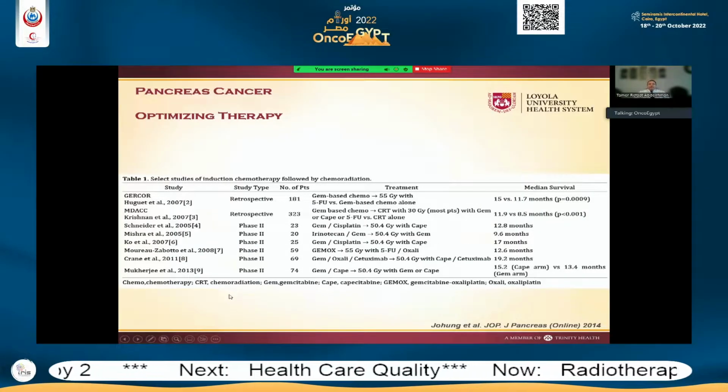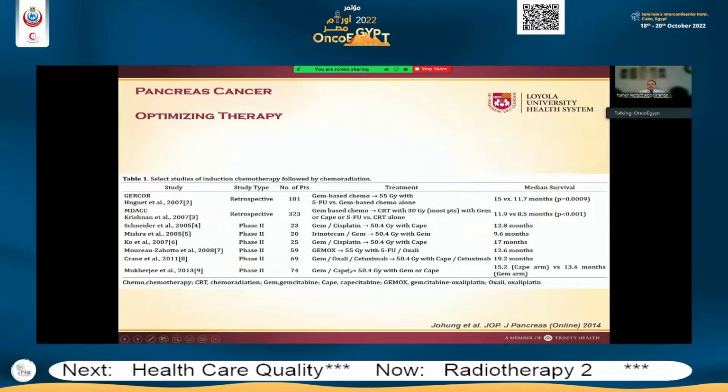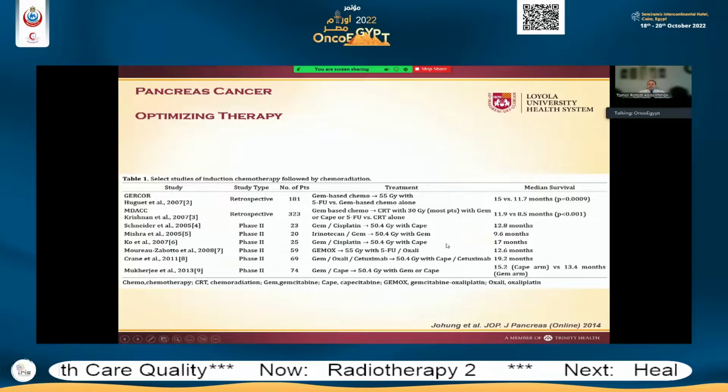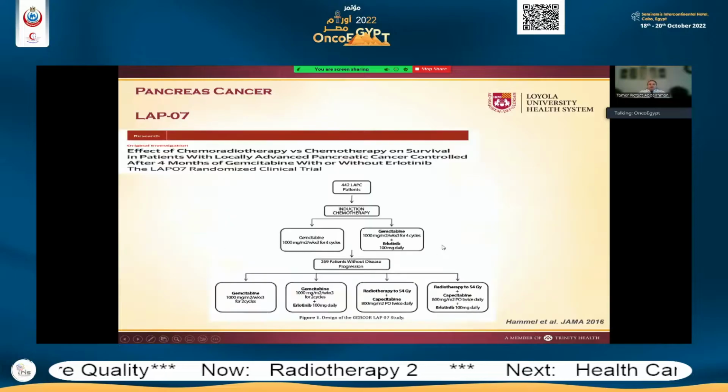For locally advanced pancreas cancer patients, throughout the years, many studies, retrospective and phase 2 studies, have tried to identify an optimal approach: chemotherapy followed by chemoradiation in these patients.